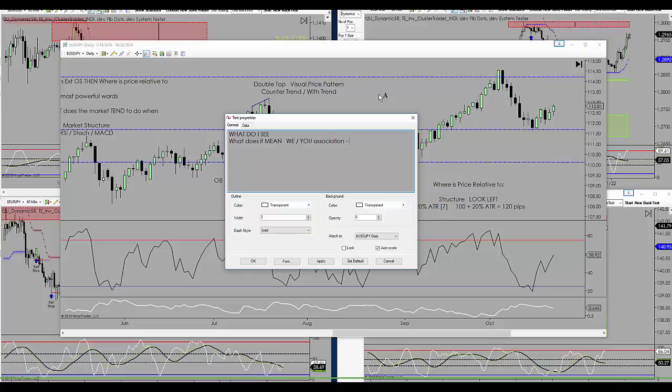Okay? All right, so what does it mean to you? That's neuro association. And then finally, what do you do based on that meaning? This is the action step. You can sit there and never place a trade and you're never going to make any money. When you break the rules and you make money, that's actually negative because you're being rewarded for doing the wrong thing.